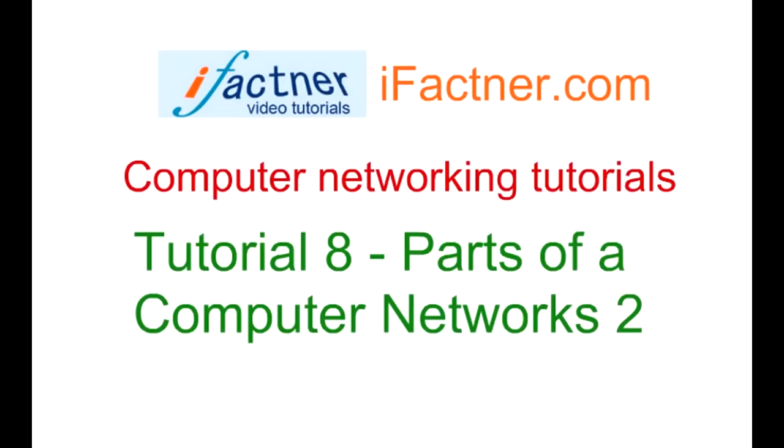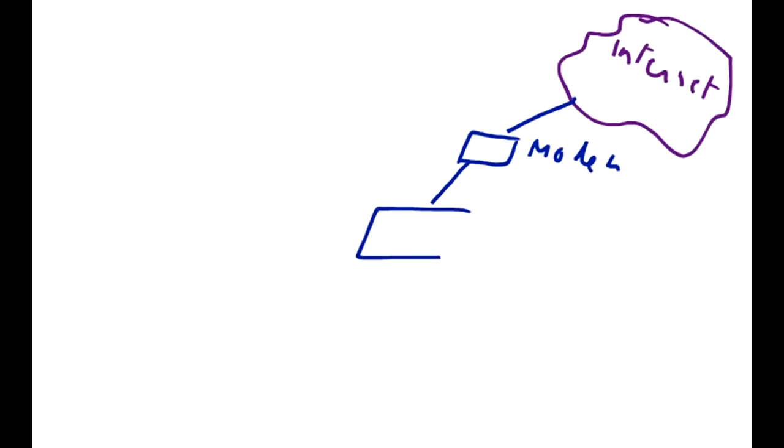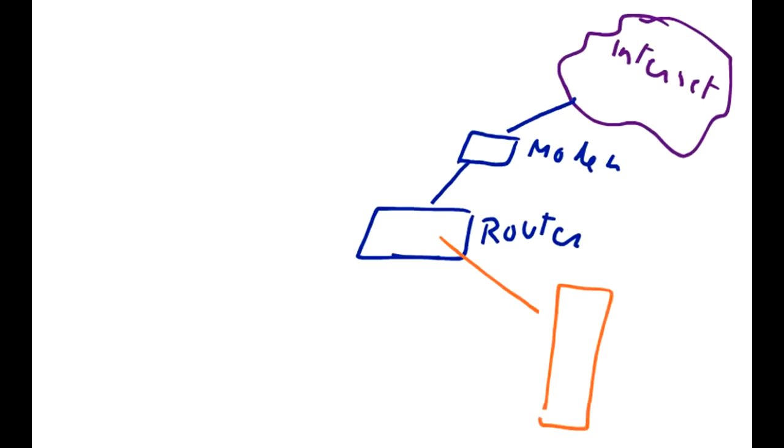Hey guys, let's continue our discussion on parts of computer networks, and in this tutorial number 8, we will be exploring a simple office-based network. Let us suppose that in an office, we would like to share an internet connection, and it's a little older office. So we have a modem, and the modem is attached to a router. Our router is attached to a server, which has a hard disk, so it is called a storage server.